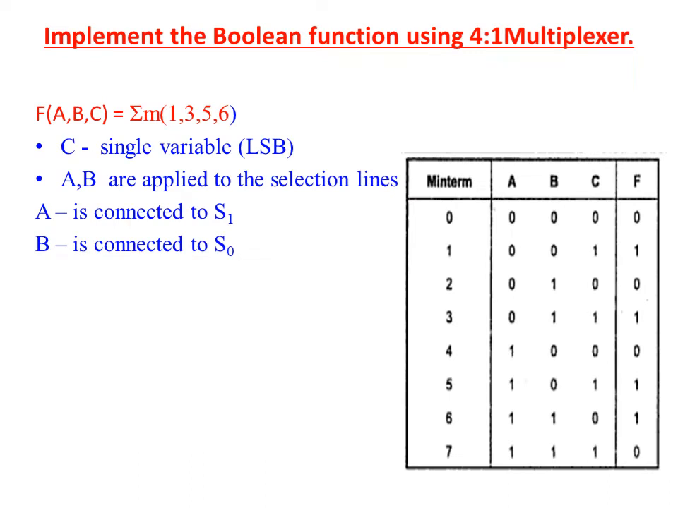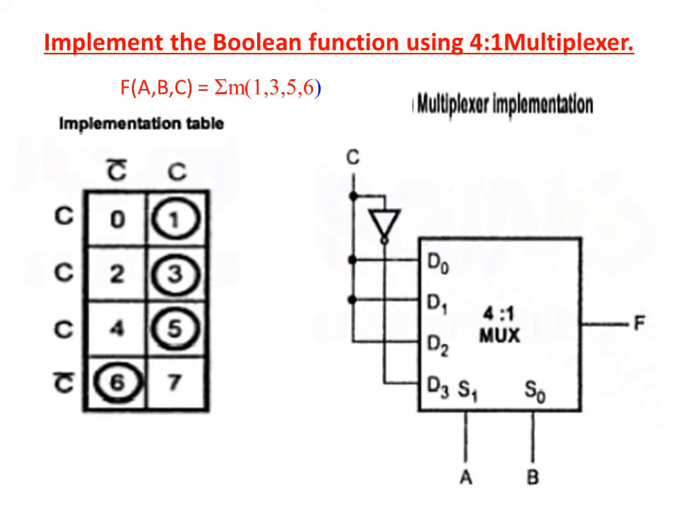Implement the function F is equal to 0, 3, 5, 6 using 4:1 multiplexer. Here C is taken as the single variable, that is the LSB side. So A is connected to S1 and B is connected to S0. Now C is a single variable, so the table is written like this: 0, 1, 2, 3, 4, 5, 6, 7. So here we have circled the min terms 0, 3, 5, 6.